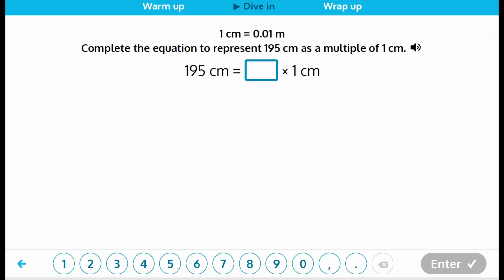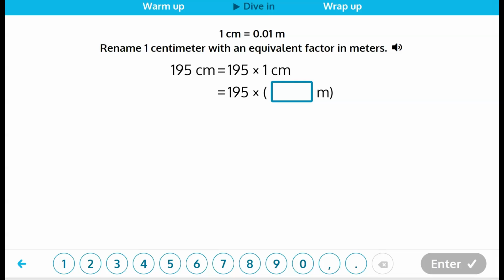So just like in lesson 13, they're going to have you do this step that most people would not do if they were normally solving this outside of Zearn. But Zearn asked us to do it, so that's what we're going to do. So here we have to decide. Our factor is 195 centimeters times 1 centimeter, which will later change to meters. So now we're changing it to meters. Well, a centimeter is 1/100th of a meter. Remember that they're giving you the conversion up here.